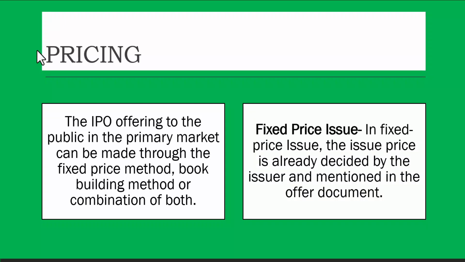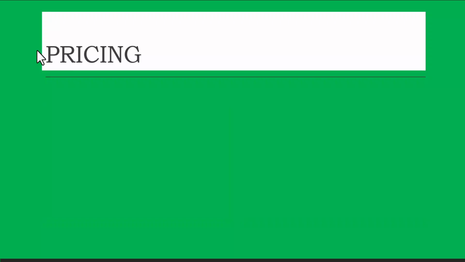Fixed price issue. In a fixed price issue, the issue price is already decided by the issuer and mentioned in the offer document, which becomes a prospectus, after the SEBI gives the approval.